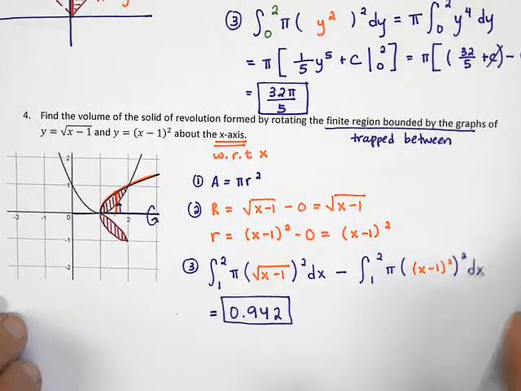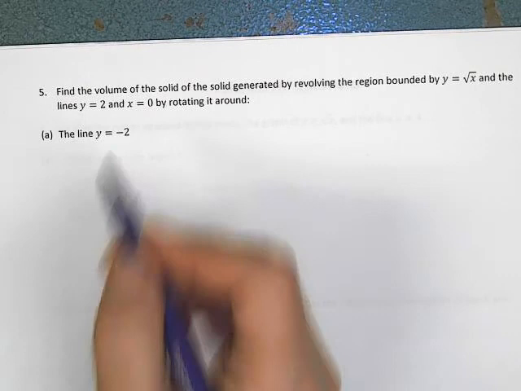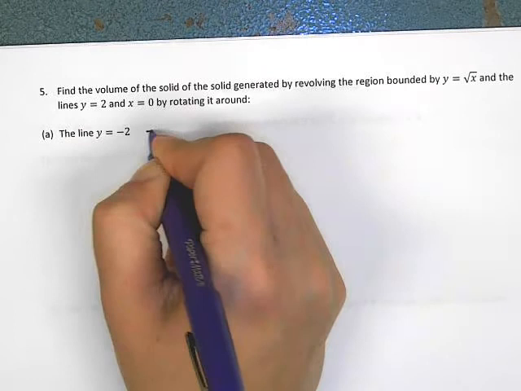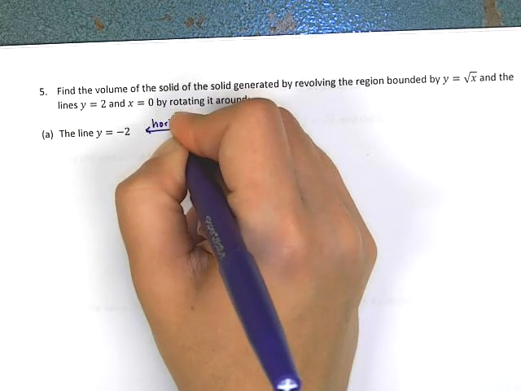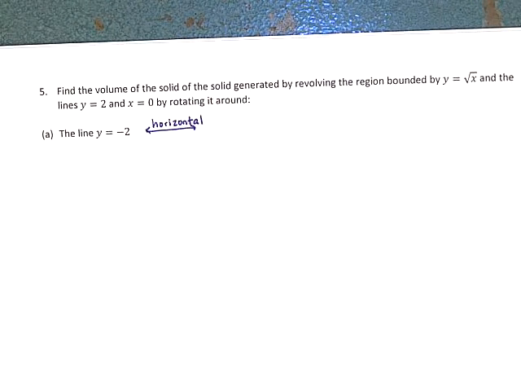Okay, last couple examples, and then we're going to practice this a lot of times when we see you in class tomorrow. So it says, find the volume of the solid generated by revolving the region bounded by the square root of x and the lines y equals 2 and x equals 0, and rotating it around. Now the first thing we're going to rotate it around is the line y equals 2. Now y equals 2 is a horizontal line. And horizontal lines act like the x-axis.